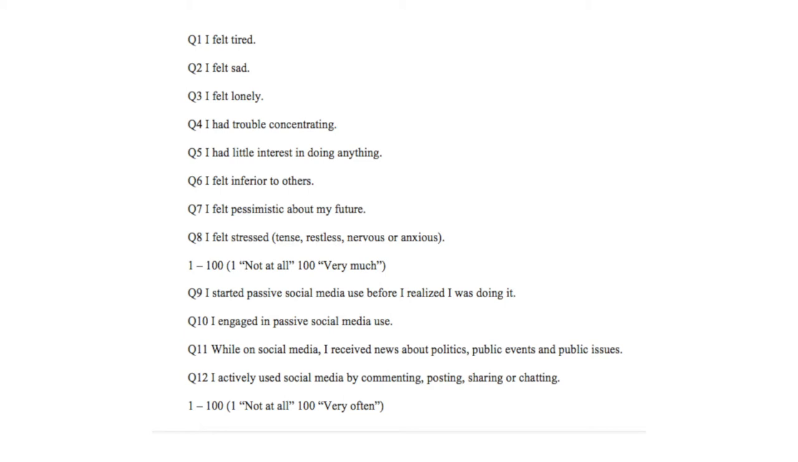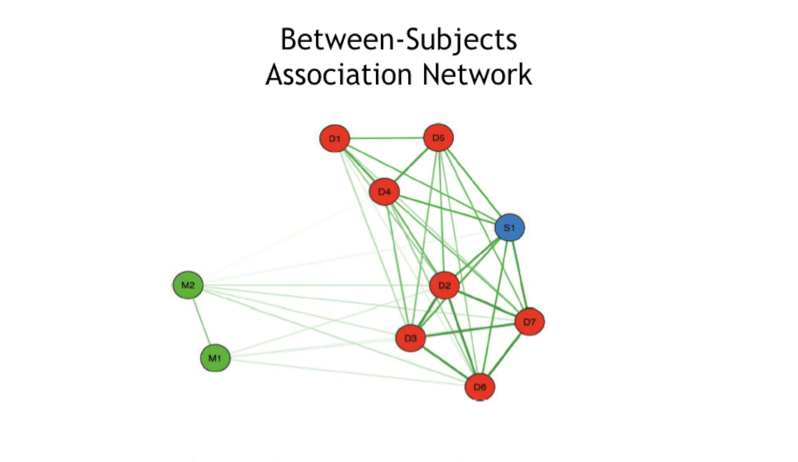Okay, so we did different networks here. This is the between-subjects association network. It is very similar to the one I showed with earthquake survivors, my first slide. We find that depression symptoms are interrelated here. And passive and active social media use, yes, in fact, have connections to the depression symptoms and stress. These are the kind of results that we've seen before. So there are definitely connections there at this level.